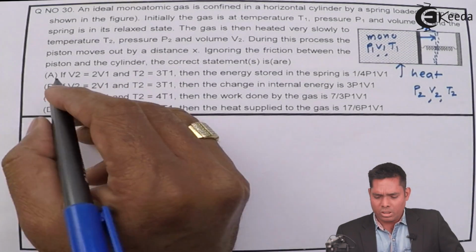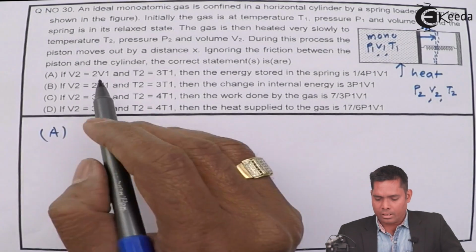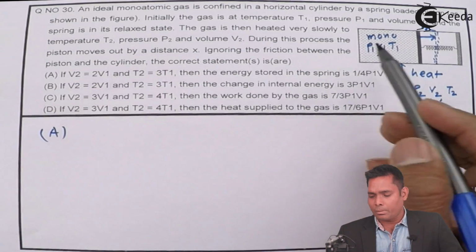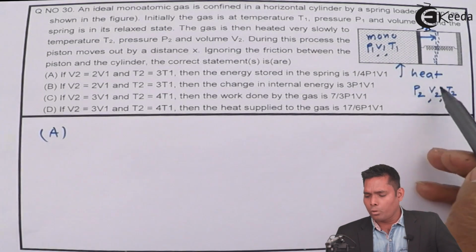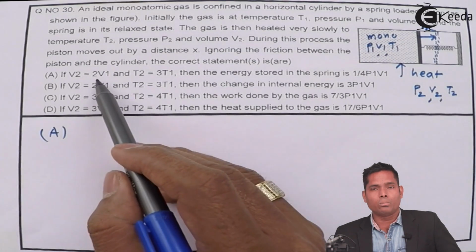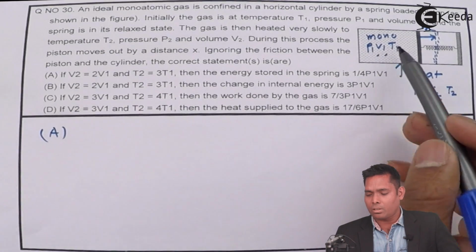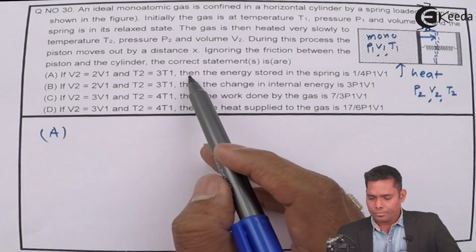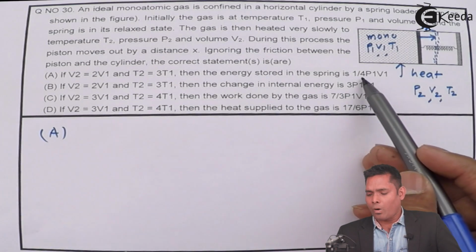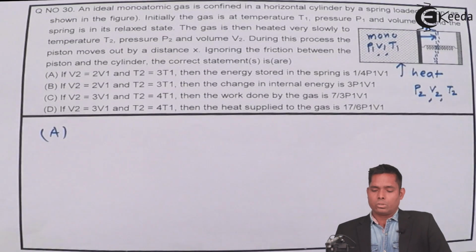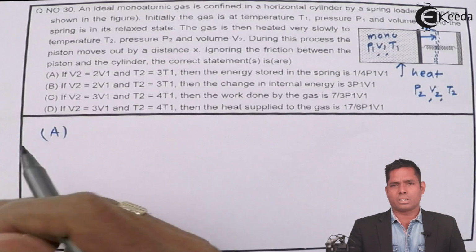First of all, we have to see the statement and then solve. Statement 1 says that if V2 is 2V1, that means you have heated so that the final volume is twice the initial volume, and temperature is 3 times the initial temperature, then the energy stored in the spring is 1/4 P1V1. So we first have to find the energy stored in this case. If that matches, the option is correct.